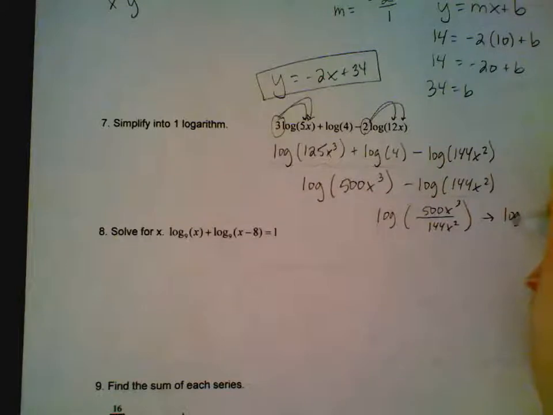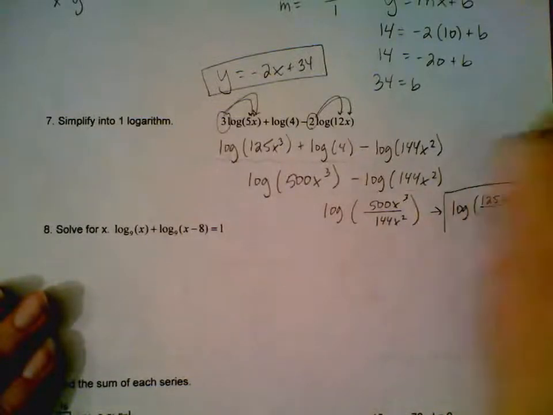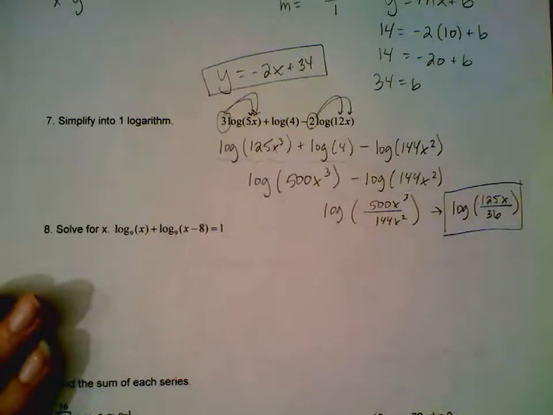And that looks like we can simplify, if we divided both of them by 4, we get 125 over 36, and I'm going to put the x on the top because it would be x to the first power. So we simplified it just into one logarithm here. So that's just a little bit of a review of some old stuff to keep in your mind. Remember, we even learned logs this year.